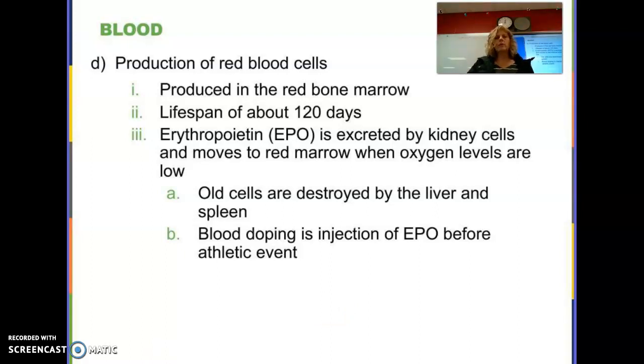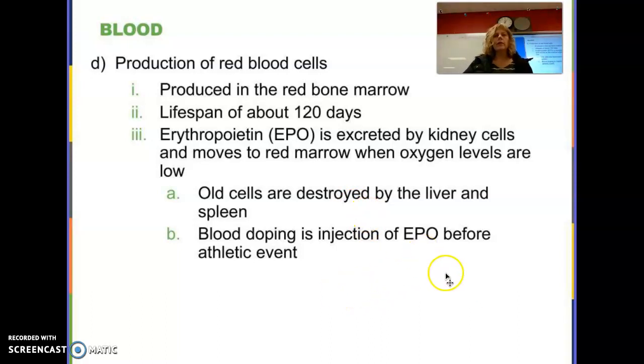And we have something called erythropoietin, or EPO, that's excreted by the kidney cells and moves to the red bone marrow when oxygen levels are low. Our liver, we always hear about the liver, especially breaking down toxins, sort of like a filter. The spleen is also an important part of the lymphatic system. So old cells are destroyed by the liver.